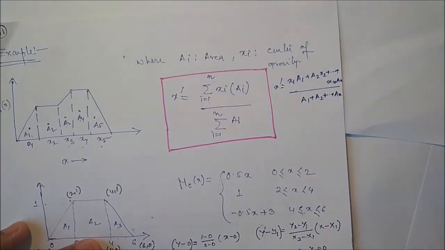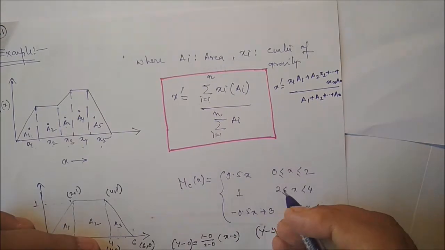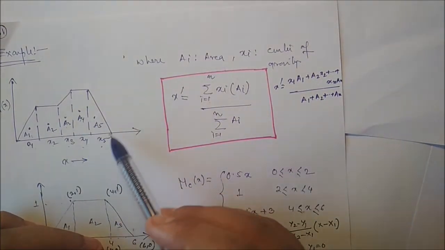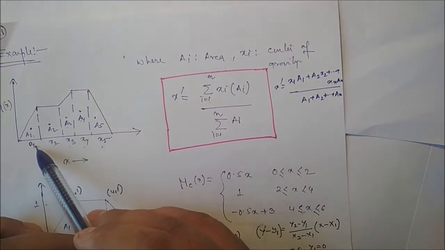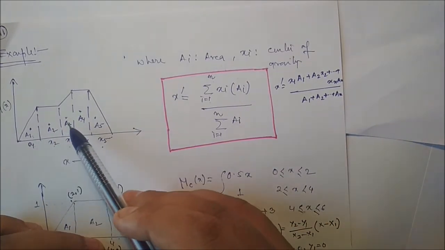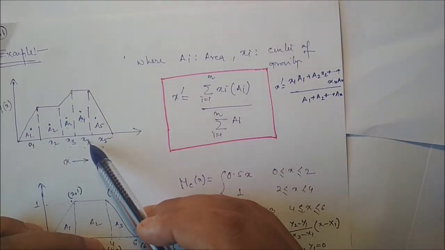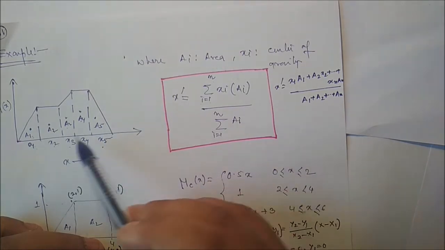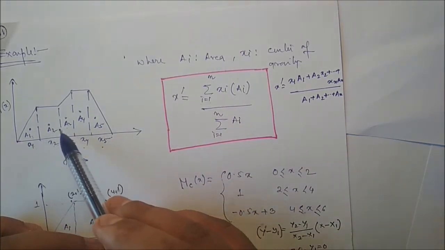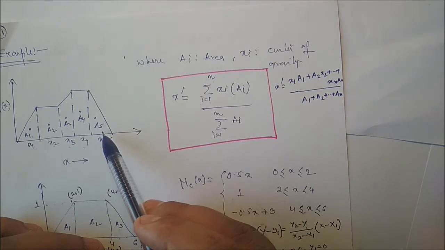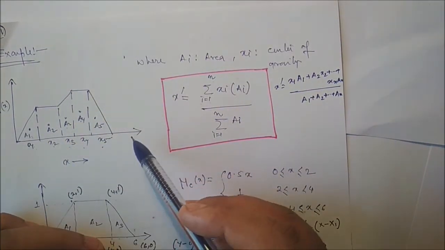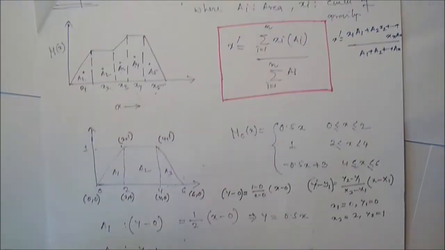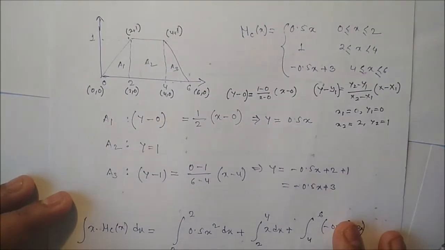Here a1, a2, a3 up to a5 are nothing but our areas. So in this case, a1 into x1 plus a2 into x2 plus a3 into x3 plus a4 into x4 plus a5 into x5, divided by a1 plus a2 plus a3 plus a4 plus a5. The value x dash is nothing but the crisp value of this particular fuzzy output. So we can see one simple example.